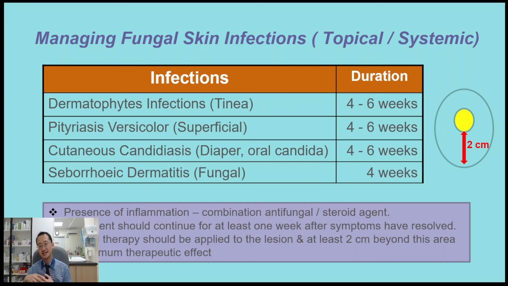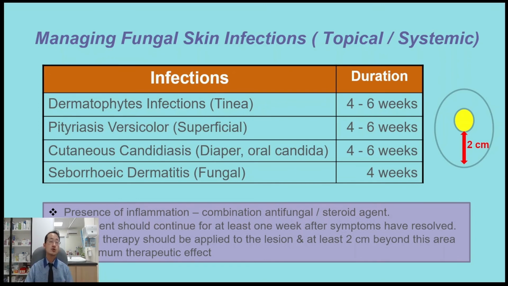Most of the time, tinea takes around 4 to 6 weeks if you use topical. Systemic usually 2 to 3 weeks if you take oral medication. Pityriasis versicolor usually 4 to 6 weeks, but I would recommend we usually need to have a maintenance therapy as well. Others like diaper candidiasis, you need to have frequent change of diapers. Seborrheic dermatitis, again, you can use shampoo or lotion, but you need a maintenance therapy.